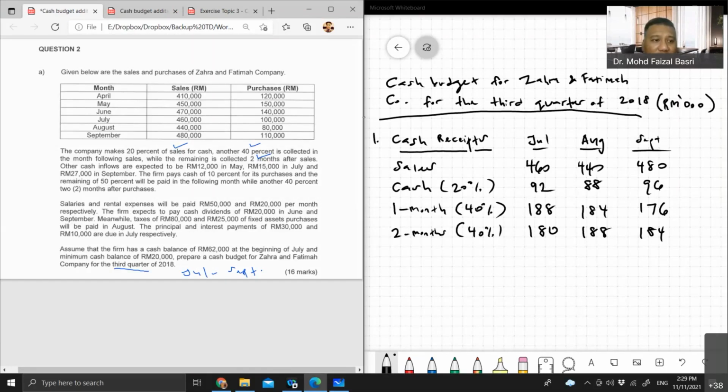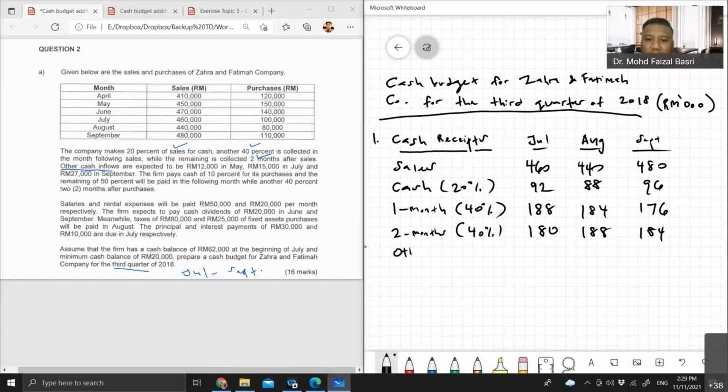Okay, so the keyword is other cash inflows, kan. So I'm going to put other cash inflows kat sini. And we're going to put whichever relevant to our table ataupun our statement, we're going to record it accordingly.